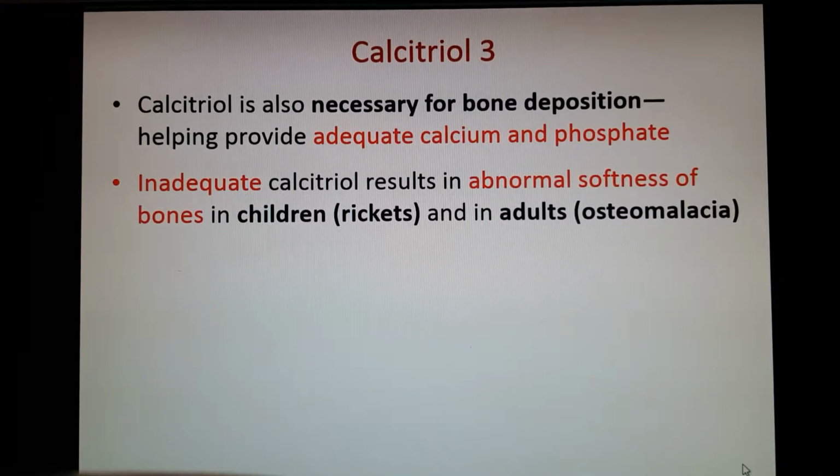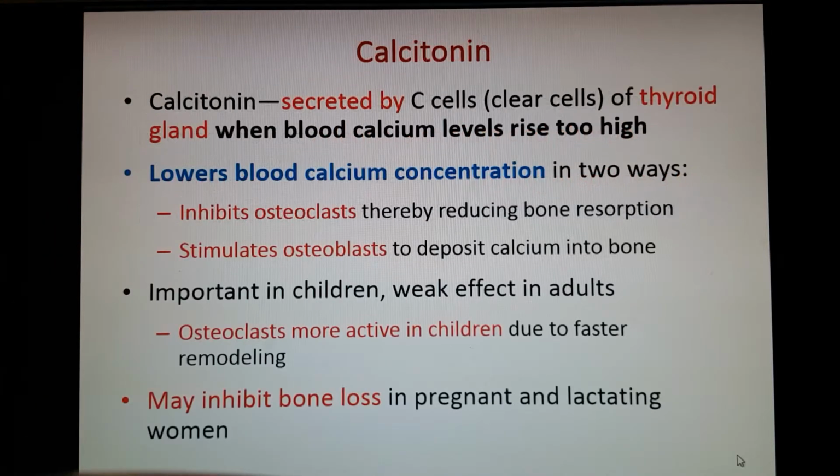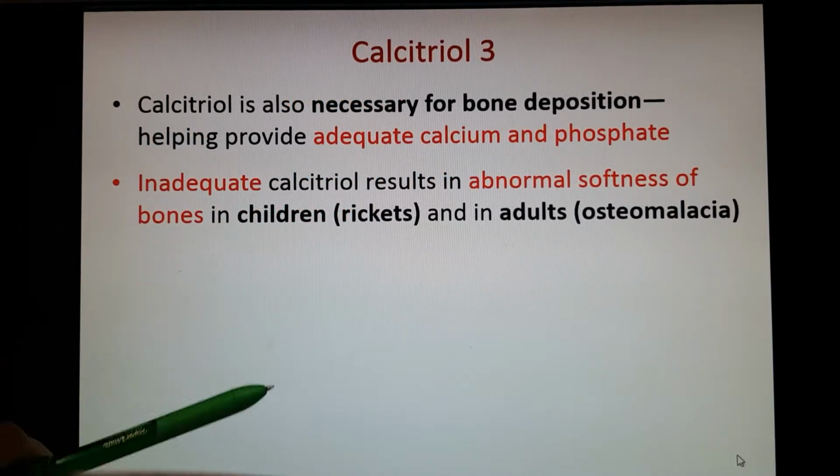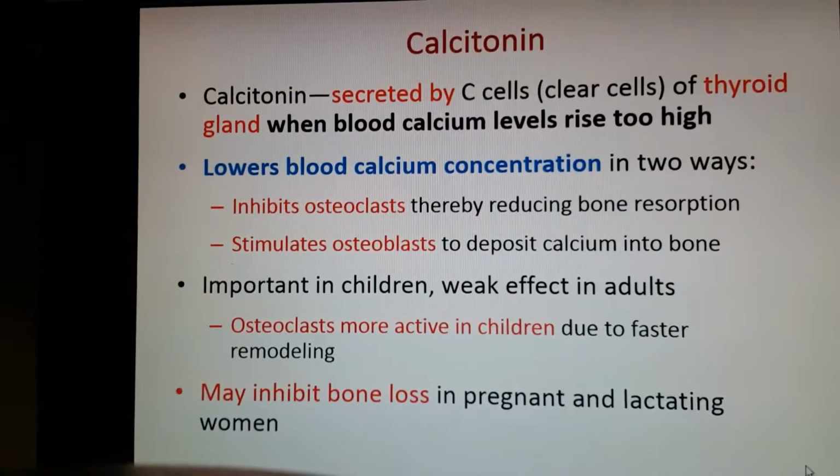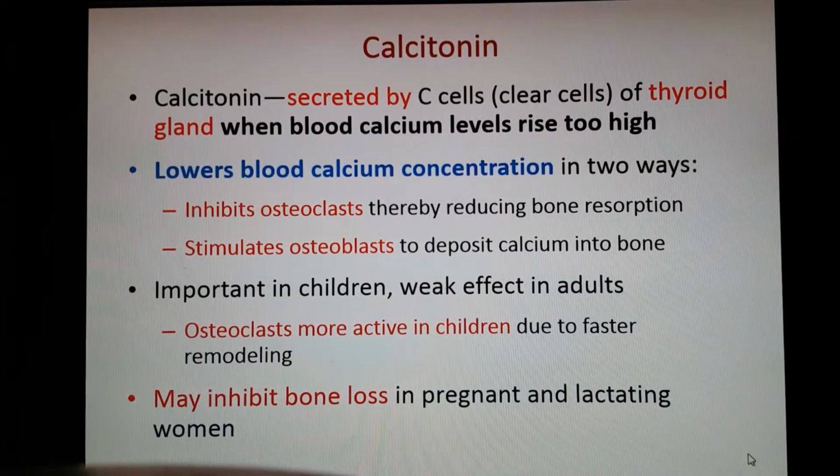The next one, calcitriol, is necessary for bone deposition and helps to provide adequate calcium and phosphate. Sorry, that's the first one. The second one is calcitonin. It helps to lower your blood calcium concentration by inhibiting your osteoclasts and stimulating your osteoblasts.